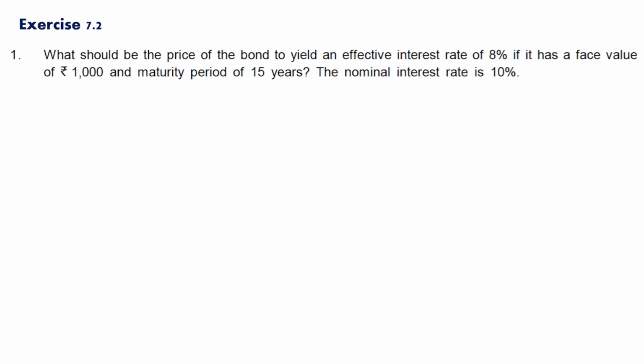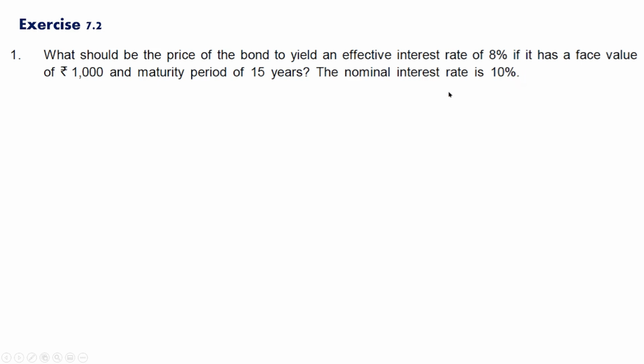Now moving on to the exercise questions. The questions on bond valuation are given for 4 marks. So we will see how the marks are allocated after the solution. The first one: what should be the price of the bond to yield an effective interest rate of 8% if it has a face value of rupees 1000 and maturity period of 15 years. The nominal interest rate is 10%.